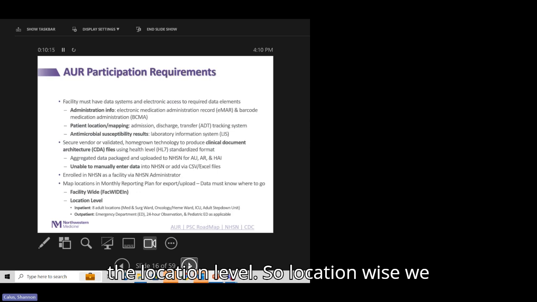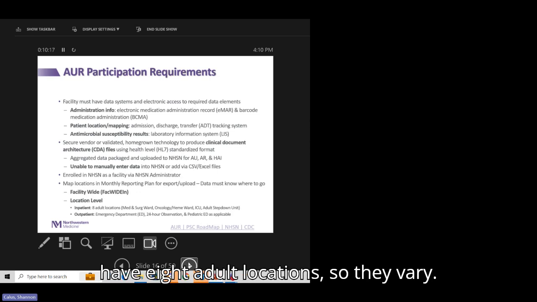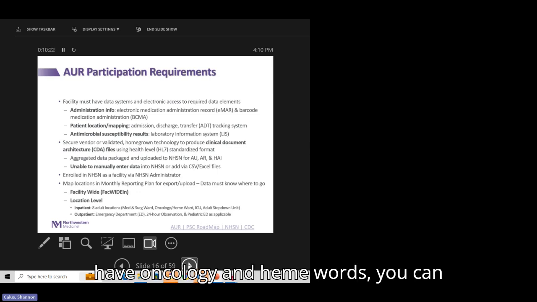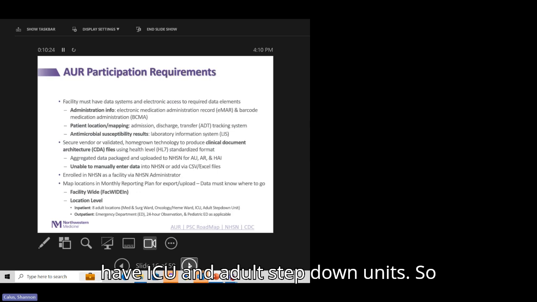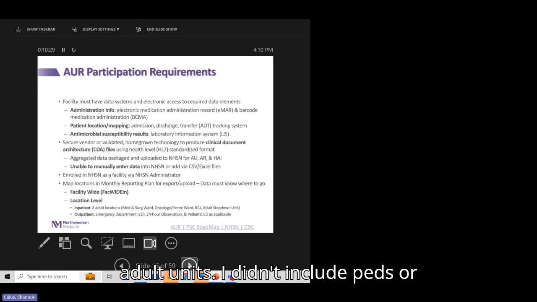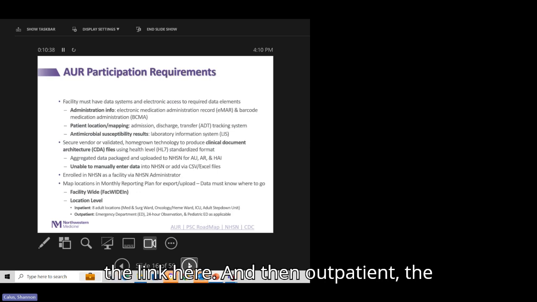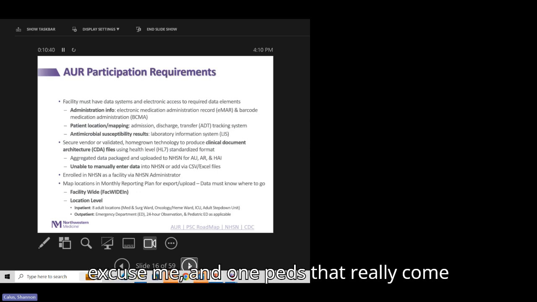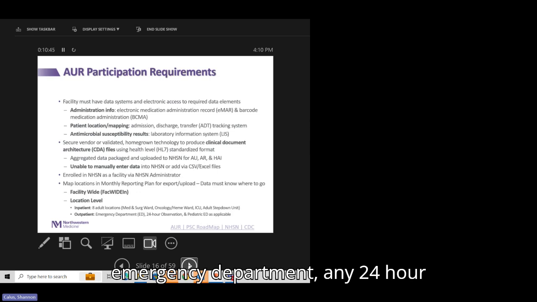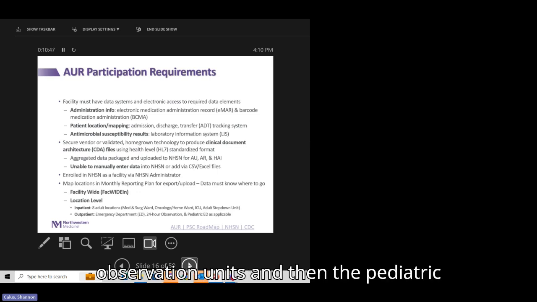So location-wise, we have 8 adult locations. They vary: med-surg, you can have a mix. You can have oncology and heme wards. You can have ICU and adult step-down units. So these are just a variety, and then the combination of those, again, form 8 adult units. I didn't include peds or neonatal, apologies, but if you want additional information, that's listed in the link here. And then outpatient, the 3 adult ones, or the 2 adult ones, excuse me, and 1 peds that really come up most often are going to be the emergency department, any 24-hour observation units, and then the pediatric ED.